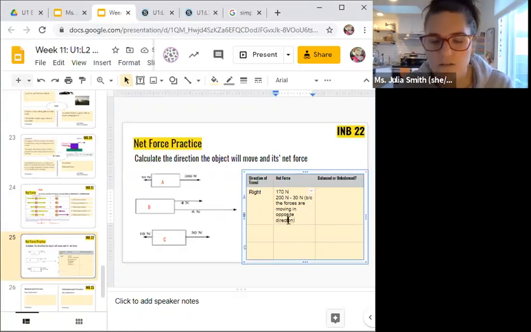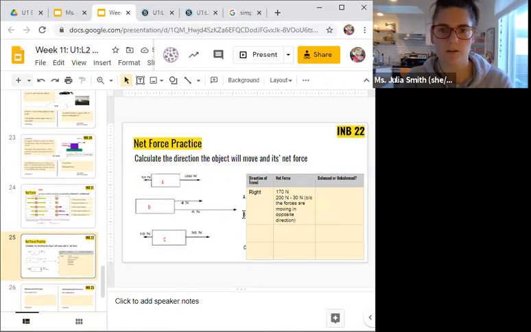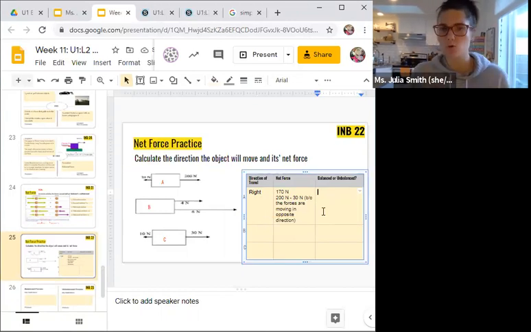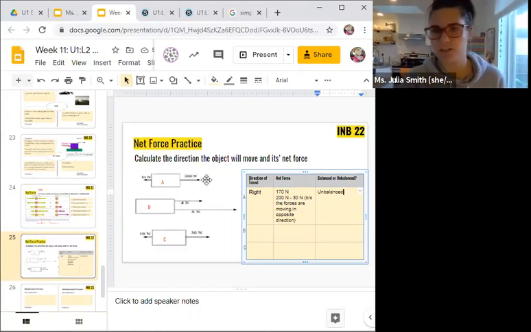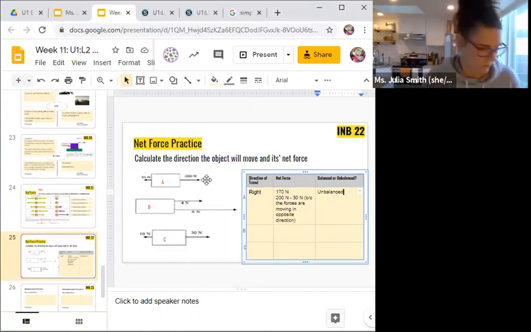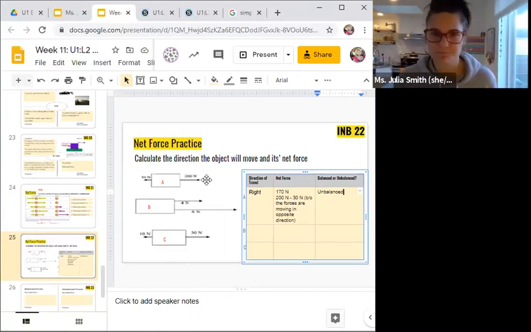Spelled that wrong. All right, I'm going to move my little box. And then anytime I have motion, I know that they are unbalanced forces. And I can tell the forces acting on this object are not equal. And so those are unbalanced.